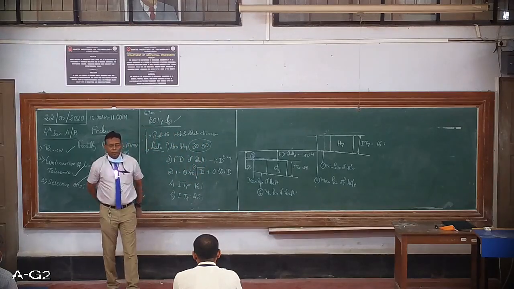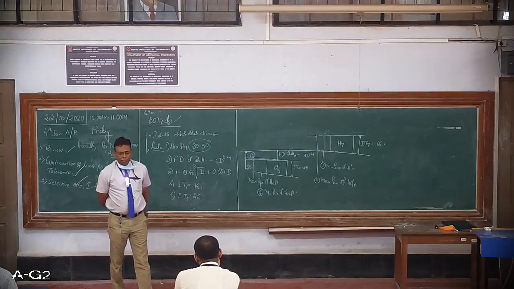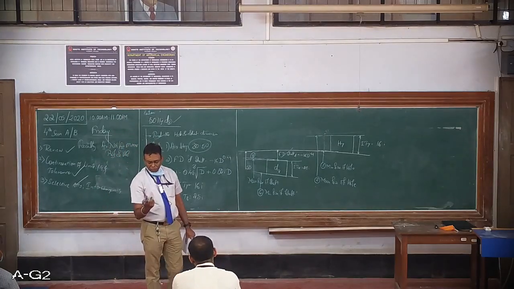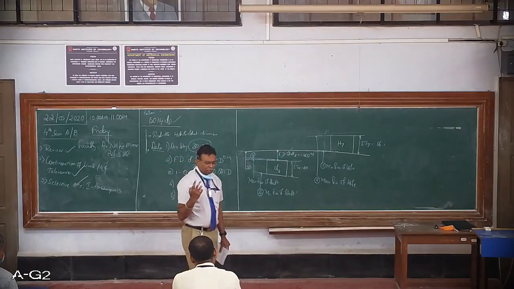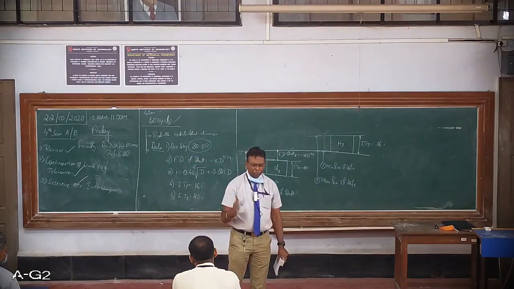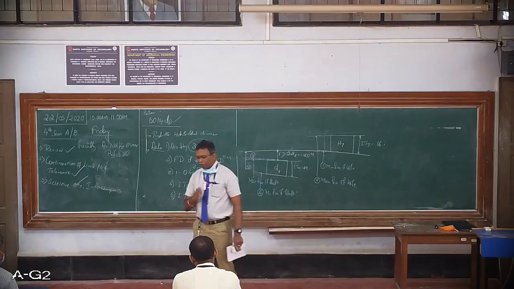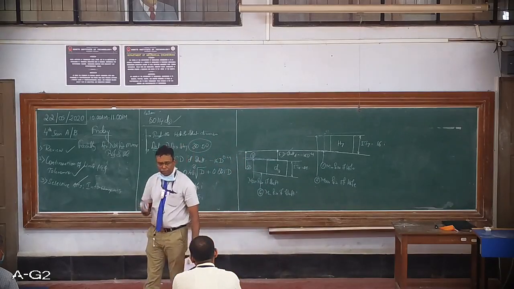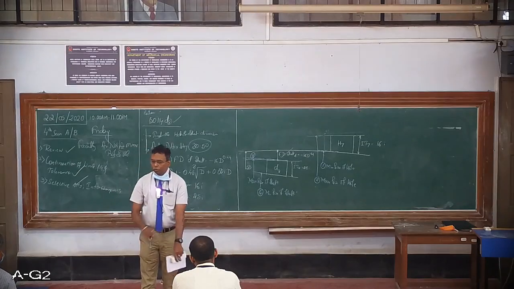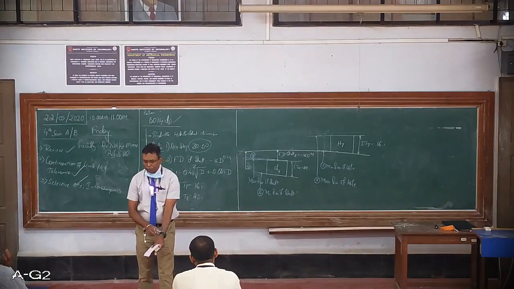There are standard diametral steps mentioned. Those diametral steps are 1 to 3, 3 to 6, 6 to 9, 9 to 18, 18 to 30, 30 to 50, 50 to 80, 80 to 120, 120 to 150 and 150 to 300, 300 to 500. So these are the standard diametral steps recommended.